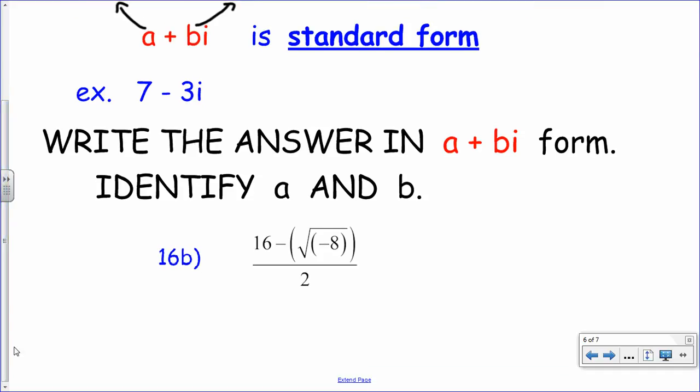So I want to write the answer in a plus bi form and then identify a and b. So I have to simplify this first. So it is not correct to do this. Alright, you cannot cancel like that because of this subtraction sign. So when you have an addition or subtraction sign in a fraction, remember those invisible parentheses. Right now, let's focus on simplifying the numerator.